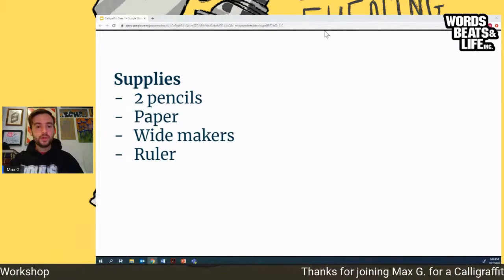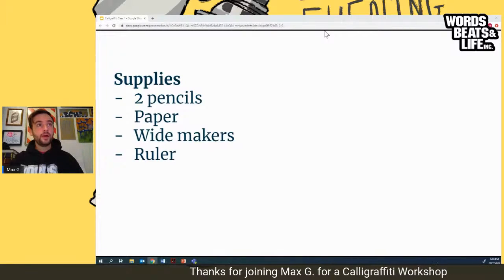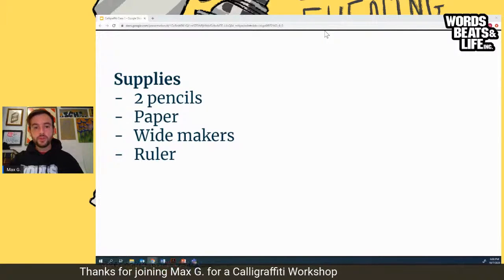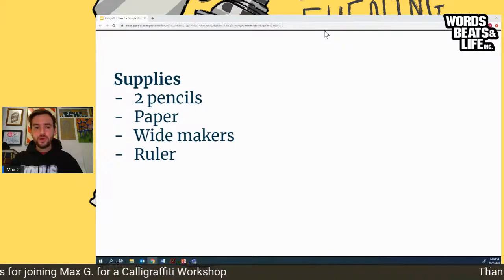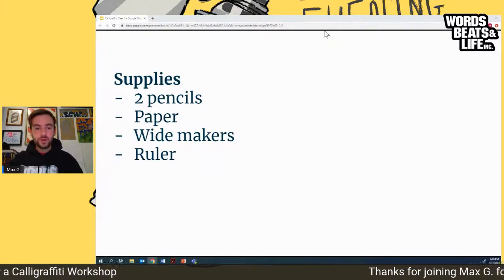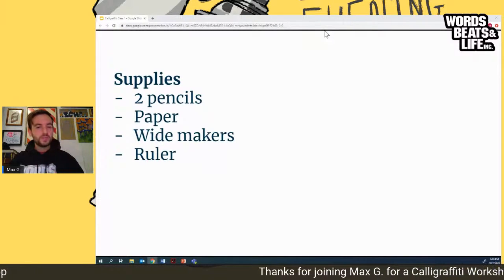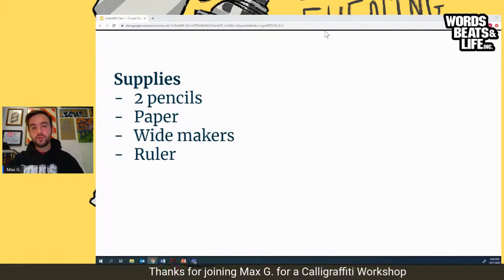Very simply, you need 2 pencils, some paper, wide markers, and a ruler. If you don't have these, once again, that's fine. Also, some tape or rubber bands are very helpful. I'll get into why that's important in a little bit, but I just wanted to put that out there.